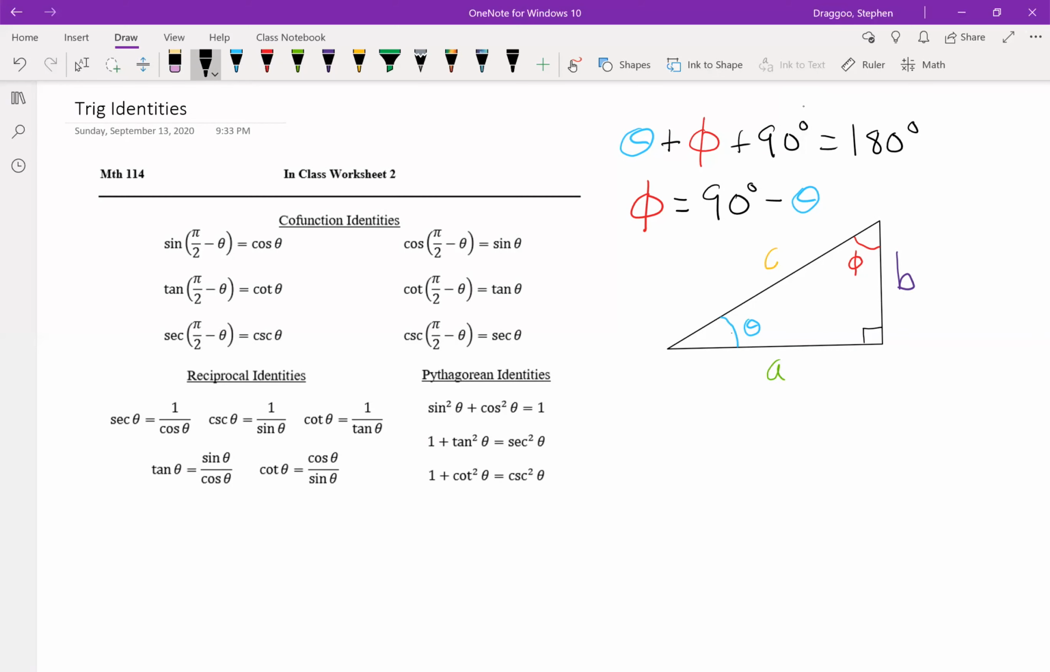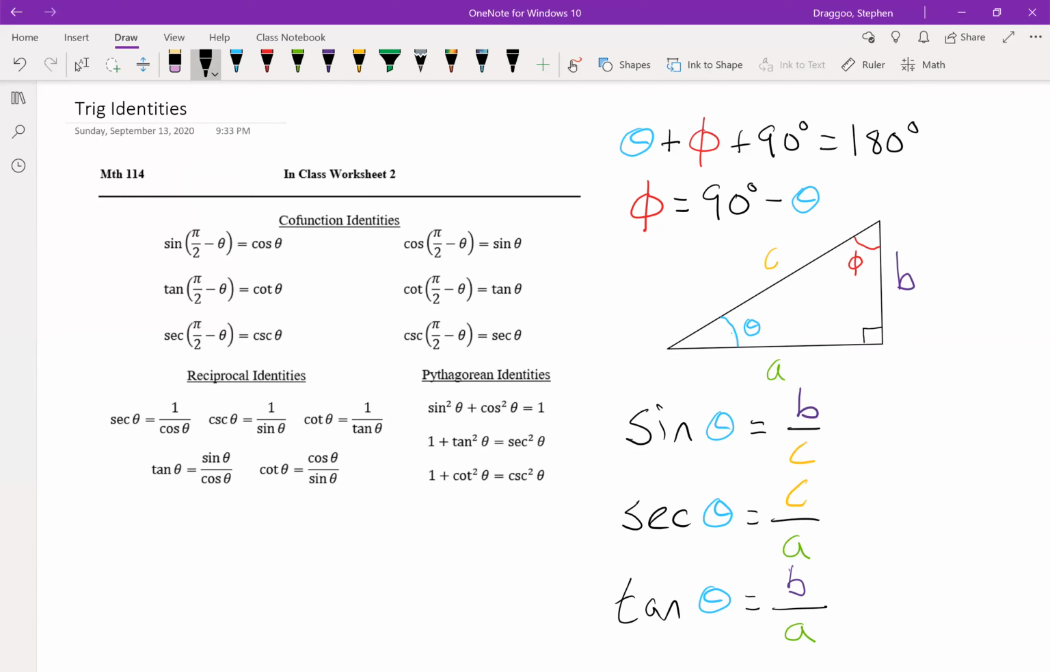Now, let's take a look at just some of the basic trig functions. How about sine, secant, and tangent of theta? So sine of theta, it's equal to opposite over hypotenuse, which means that it's b divided by c. If I throw secant and tangent up here as well, I see that secant of theta is c over a, and tangent of theta is b over a.